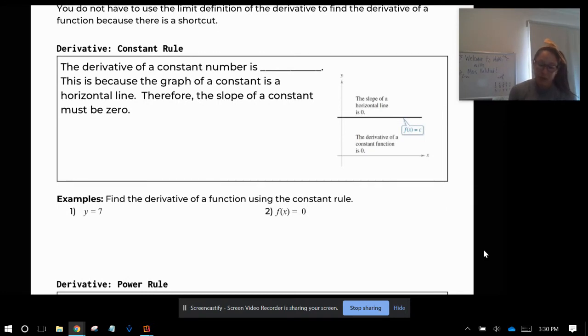The derivative of a constant is 0, because remember, a derivative is all about how our function is changing. If we look at this constant line, what's the rate of change? How are we changing from one second to the next? Well, we're not changing at all. There is no change in y values, so the derivative of a constant must be 0 because the slope is 0.